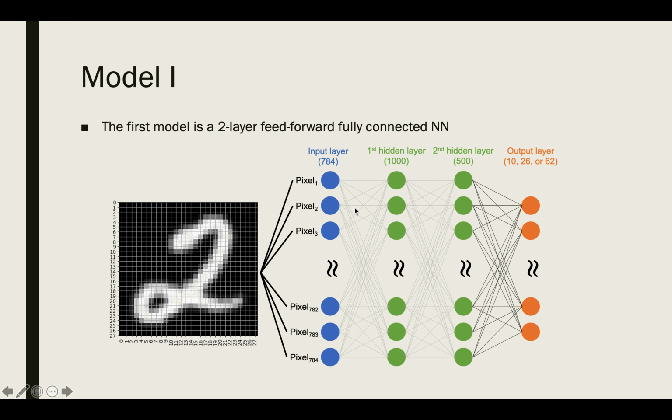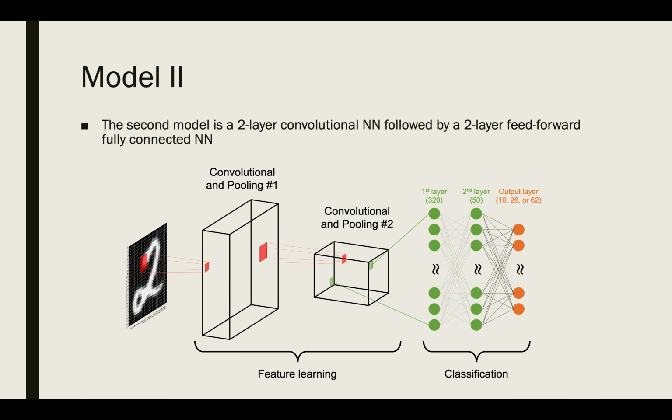The activation function that we're using for model 1 and also model 2 is ReLU, and the learning rate is 0.01 for both models. The second model is actually a convolutional neural network. We have 2 steps of convolution and also pooling, which is then followed by a two-layer fully connected feed-forward neural network to do the classification.